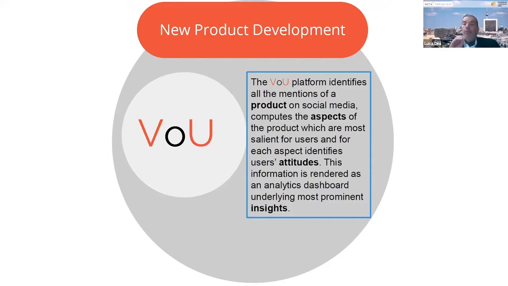For each one, it computes the aspects of this product which are most salient for the users, most relevant for its judgment. And for each one of these aspects, it computes the user attitudes, where attitudes are things like intention to buy, like enjoyment, enthusiasm, perceived lack of a specific feature, and so on. And then all this information is delivered to the customer during the whole life cycle of new product development for gaining insight, which might be crucial for the success of the product.